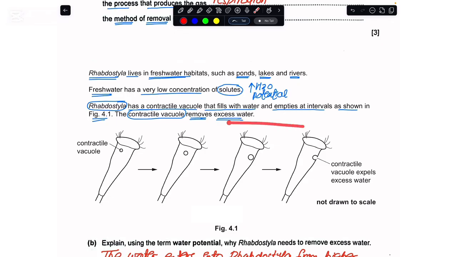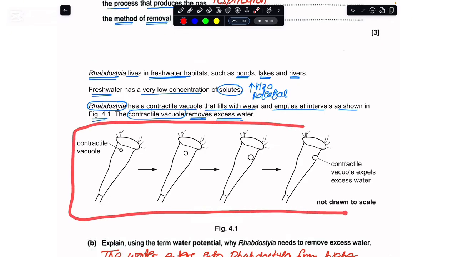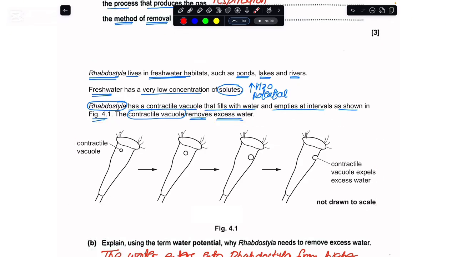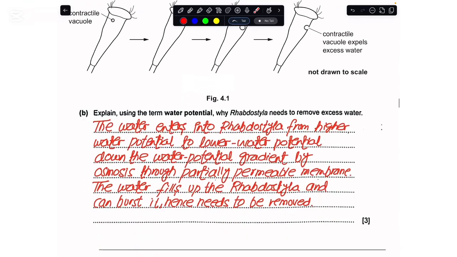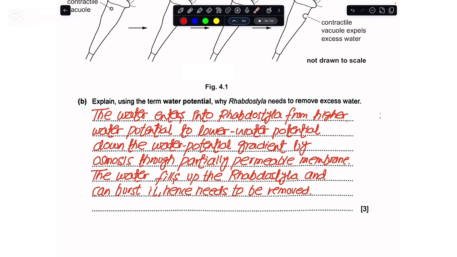And this is a strategy by which the Rhabdostyla would get rid of the excess water, and they would not burst owing to the fact that they do not have a cell wall in their structure that can prevent their bursting. Now, if we look at the question, they say for 3 marks, they ask us to explain using the term water potential why Rhabdostyla needs to remove excess water.